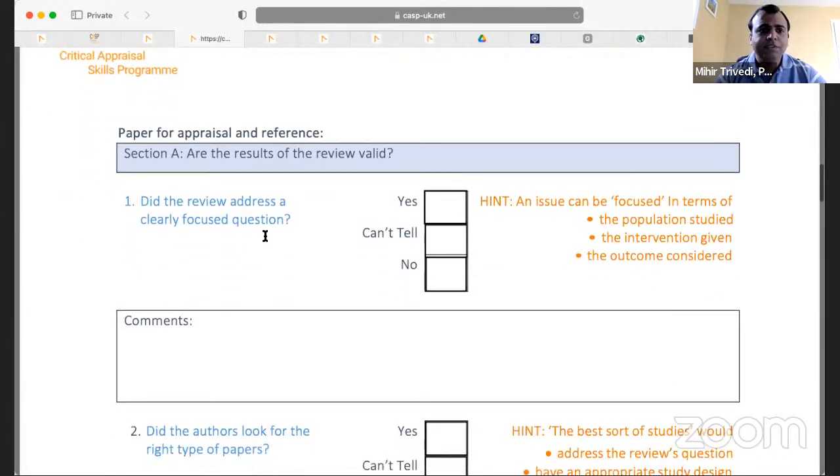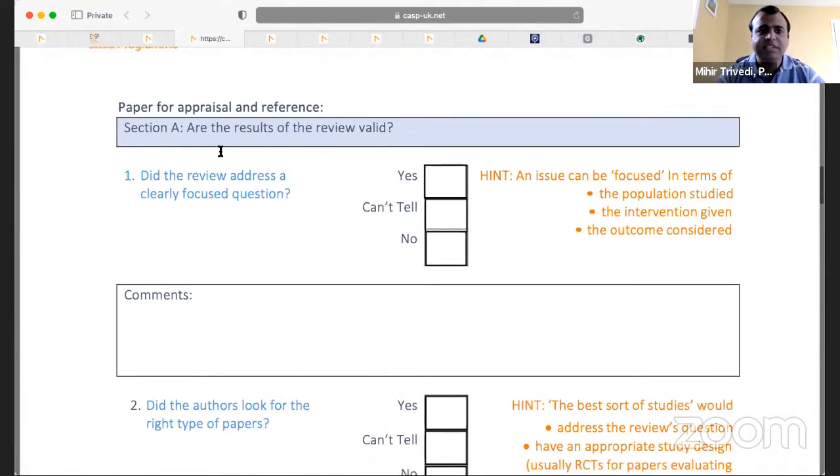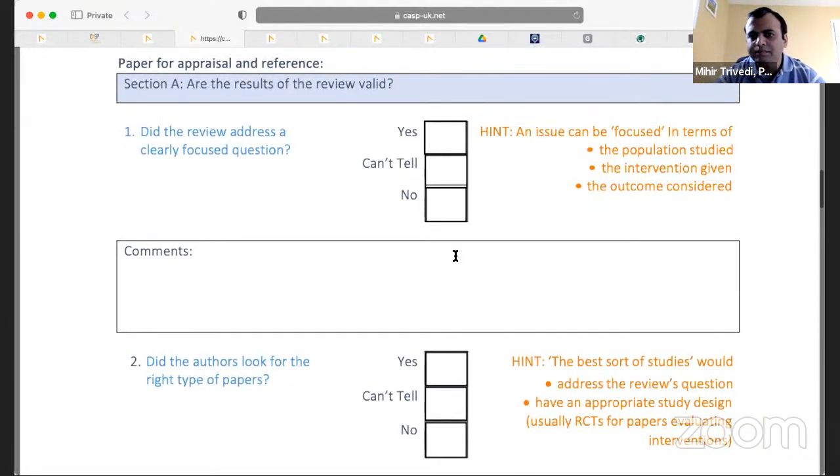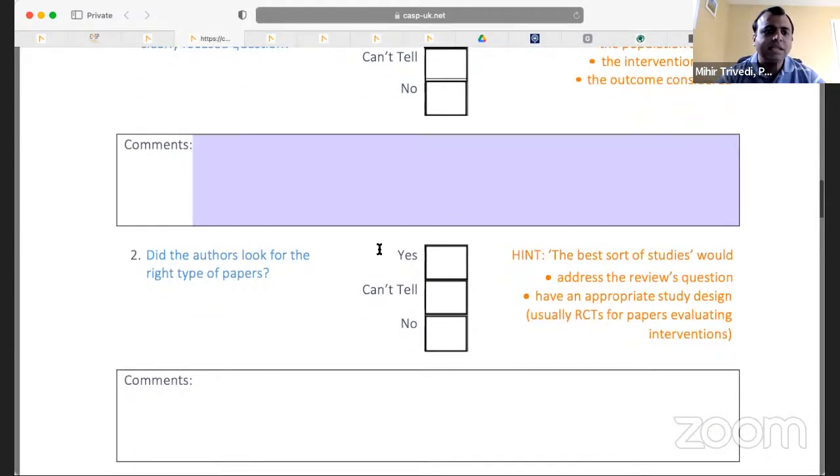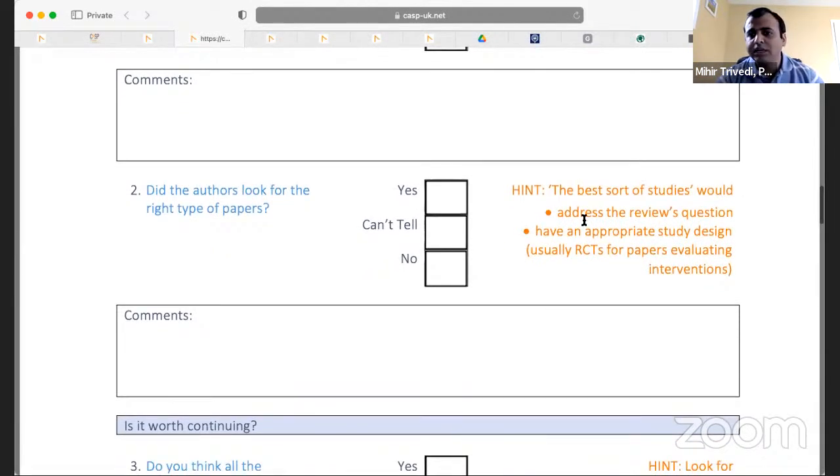If you see the paper for appraisal and references, the first section is, are the results of the review valid? So the question: did the review address a clearly focused question? You can say yes, can't tell, or no, and there are some hints over here. It can be focused in terms of the population studied, the intervention given, or the outcome considered. Then, did the authors look for the right type of papers? You can also see the hint here. The best sort of studies would either address the review question or have an appropriate study design.